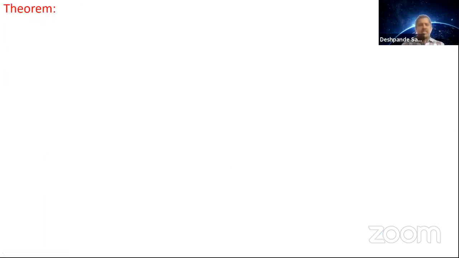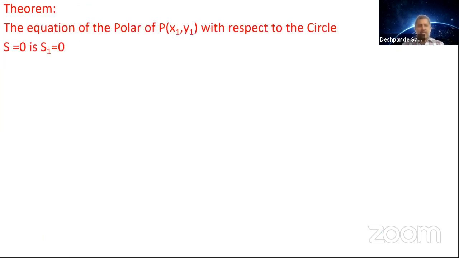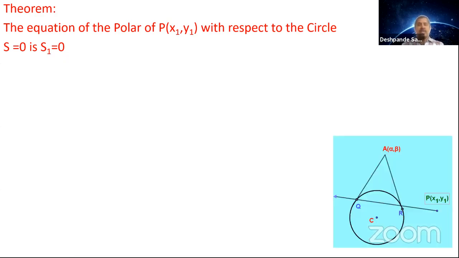Now let us discuss how to find the equation of the polar for the circle. So if you take the point P(x1, y1) with respect to circle S equal to 0, the equation of the polar is again S1 equal to 0. See, this was the equation used for the equation of tangent, the equation of chord, and now also the equation of polar. So it is very, very important. So the equation S1 equal to 0 is the equation of the polar also, right? Now let us see this.